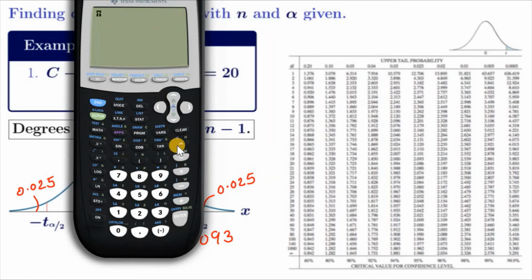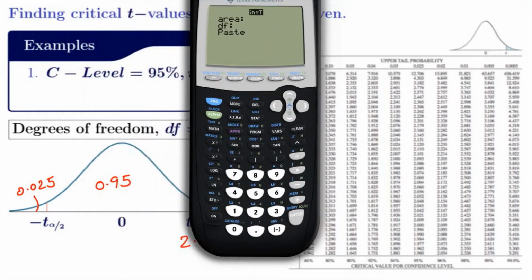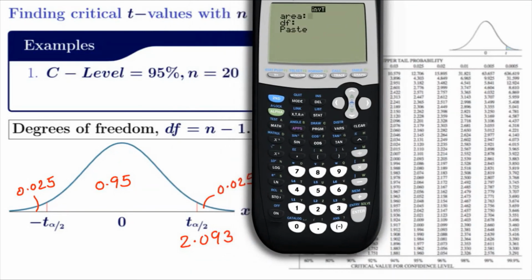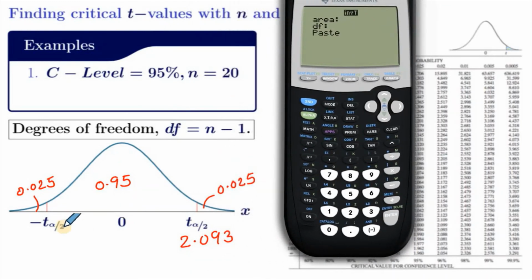Now punch second distribution, then go to inverse T, which is number 4 here. So use this arrow key to go there, then select that. So it takes area to the left. So let me move my calculator so that we can see this diagram here. So here the area to the left of t alpha by 2 is 0.95 plus 0.025.